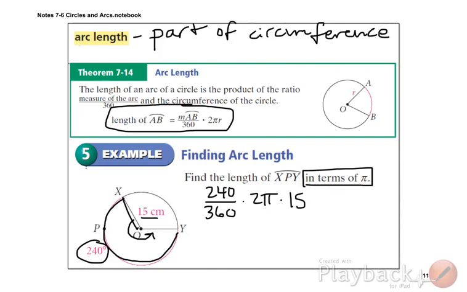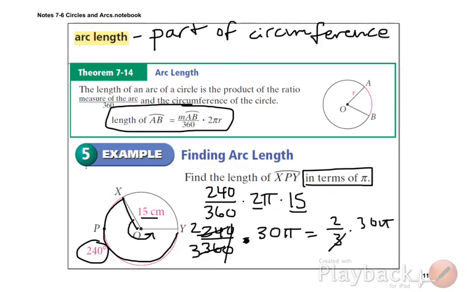So let's see. First thing we can do is multiply those two together. So that gives us 240 over 360 times 30 pi. Over here I can cancel my zeros, and I think of a number that goes into 24 and 36 evenly. How about 12? So I can reduce that. 12 goes into 24 twice, 12 goes into 36 3 times, so now we're looking at 2 over 3 times 30 pi, and I know 3 goes into 30 10 times, and then I can multiply 2 times 10, that gives me 20 pi. That's my answer in terms of pi.